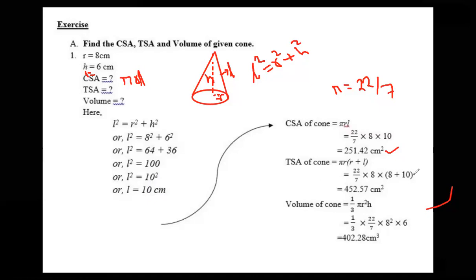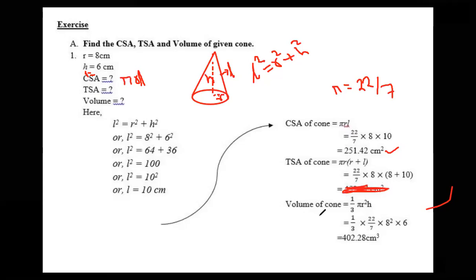So L is 10. So put the bracket. So we need to solve the bracket first. If you use the calculator directly, you will not get the answer. Remember. So 8 plus 10 is 18. You need to multiply here by 18. Then only you are going to get this answer.